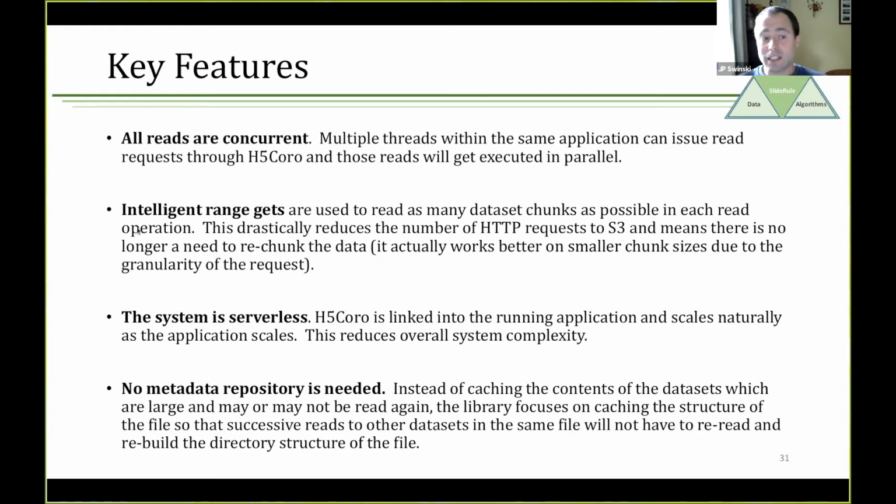The second thing is that we use intelligent range gets to read as much data as we can with each IO. So if you have a data set that has 20 chunks and you're subsetting that data set and you need to read 15 of the chunks, it will do the best it can to read those 15 chunks with one IO read. It won't split them up into 15 reads. It'll say, oh, it looks like these 15 chunks are next to each other.